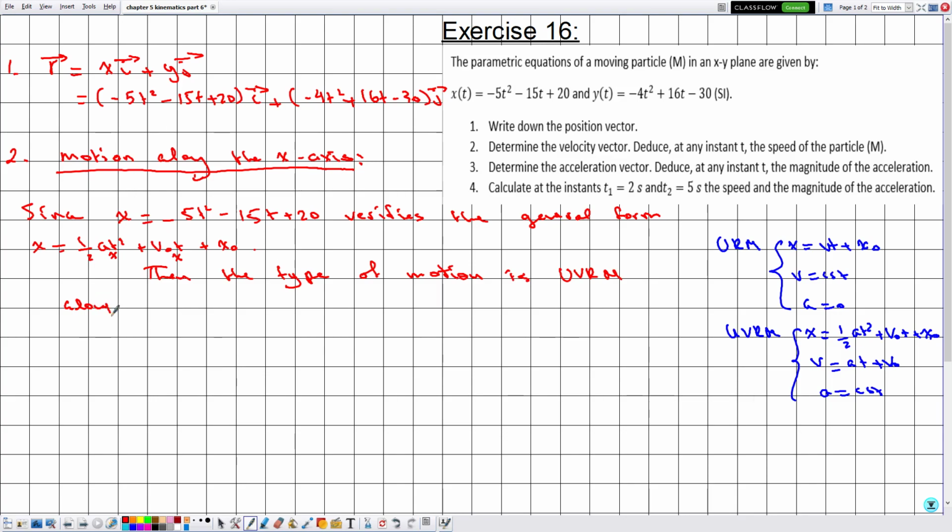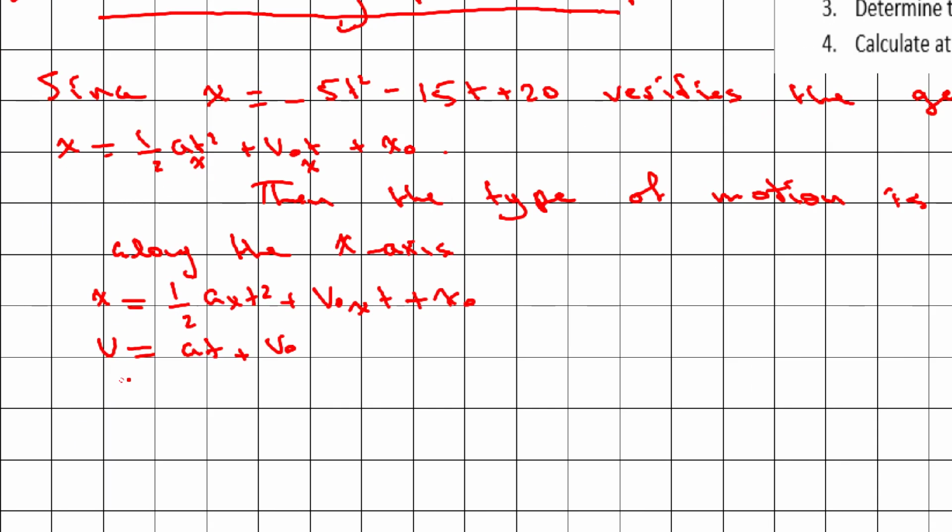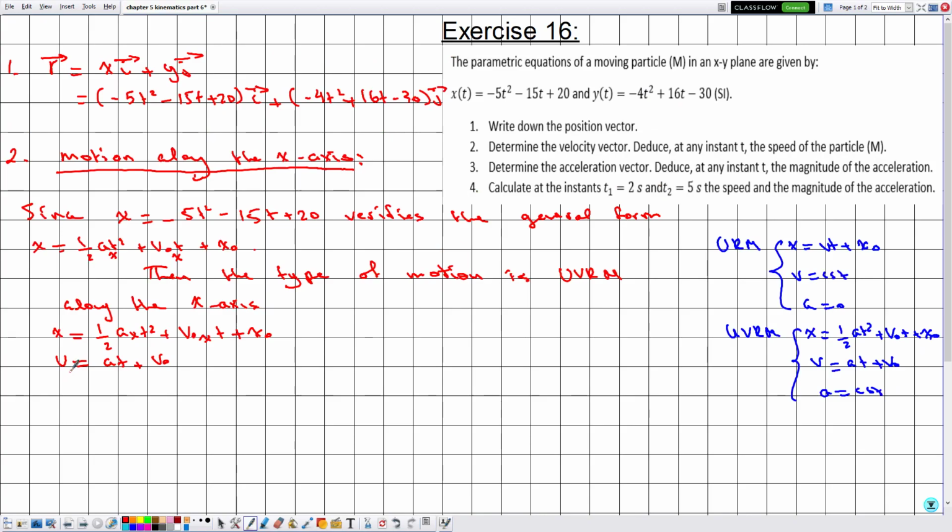along the x-axis, and in this case the following equations hold: x is equal to half axt squared plus v0xt plus x0, v is equal to at plus v0, and all of these quantities except for time must carry the index x, as well as that the acceleration along the x-axis is equal to a constant.